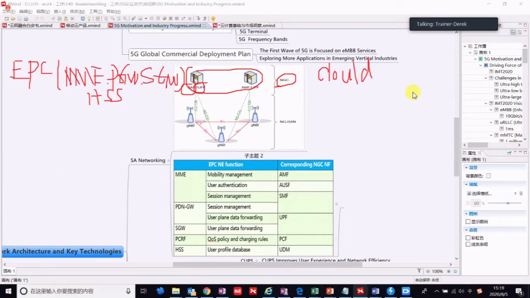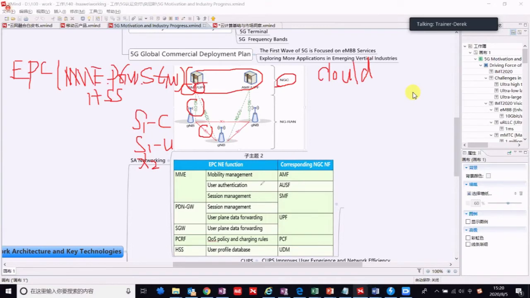Between the gNB and the core network, the interfaces are NG-C and NG-U. C means the control plane, U means the user plane. Actually, it's similar to the 4G S1, S1-C and S1-U. It's similar, and between the gNode Bs, the interface we call XN, and 4G calls it X2. This is SA networking.